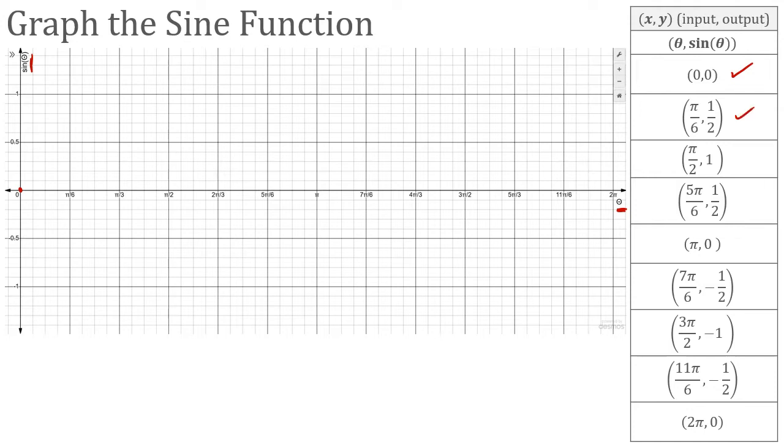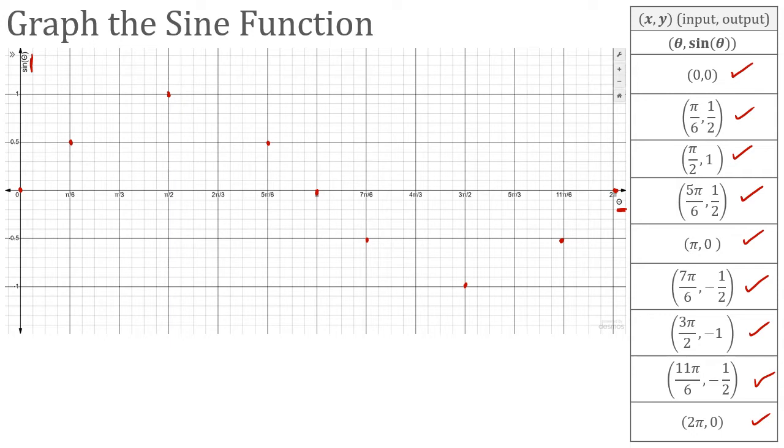Pi over 6, 1/2. So I'm going to the right to pi over 6, and going up to 1/2. Pi over 2, 1: to the right, pi over 2, up to 1. And you sort of get the feel for this. I hope you're noticing that there appears to be a bit of a pattern. We're going up, we're going down, and we're going to come back up. And finally, we're going to end up at 2 pi, 0.